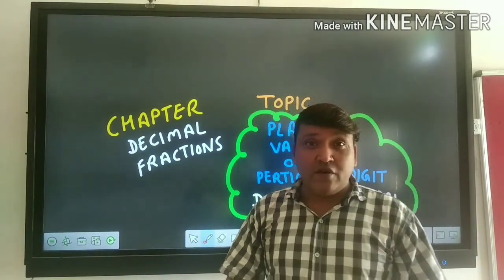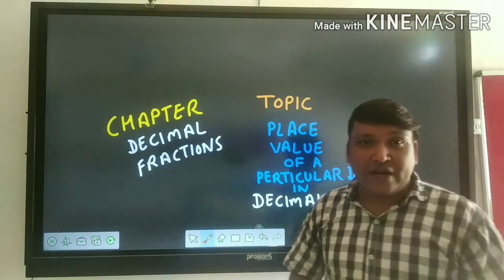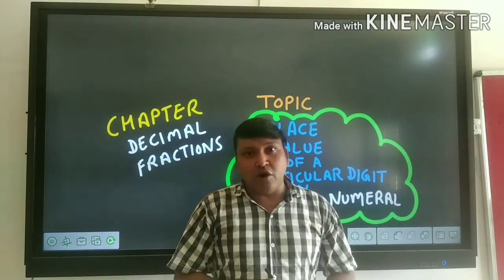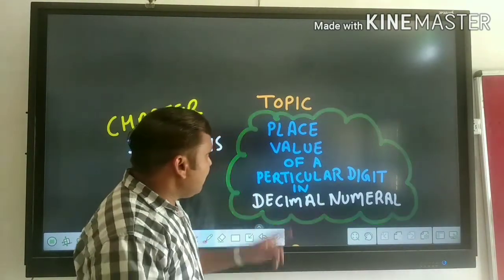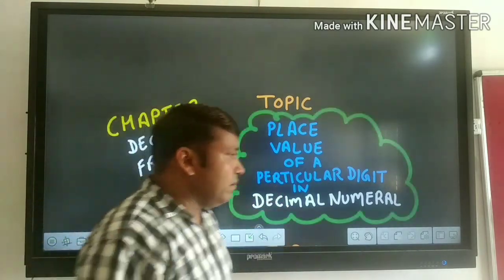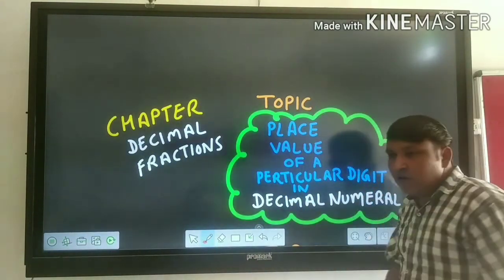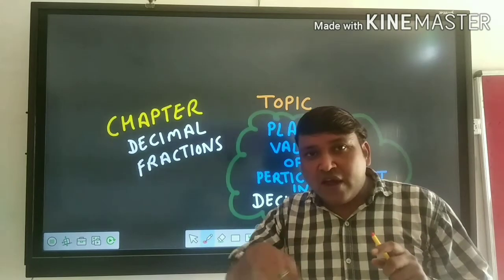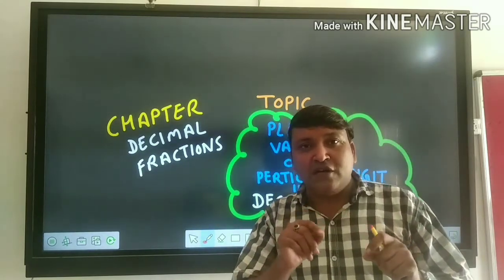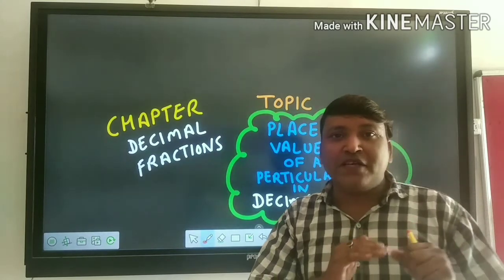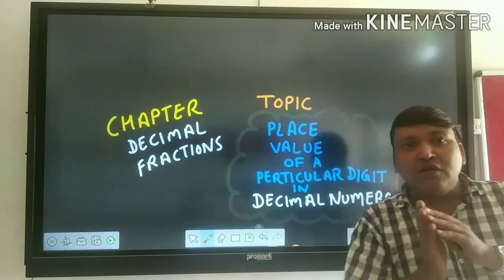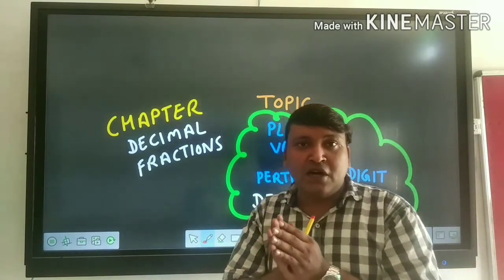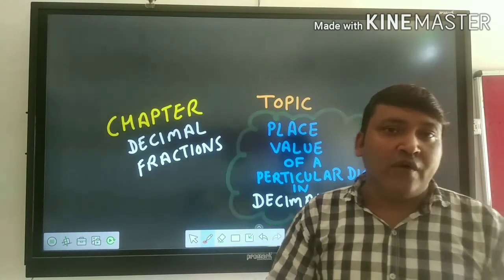So student, in this video, our chapter going on is decimal fractions, as you can see on the right hand side of mine, and here the important topic of this chapter is the place value of a particular digit in a decimal number. In this video, we will learn that if a decimal number is given to us and a particular digit has been marked, then we have to find its place value. This may be in any part of the decimal number, in the whole part or in the decimal part. Wherever it may be, we have to find its place value.